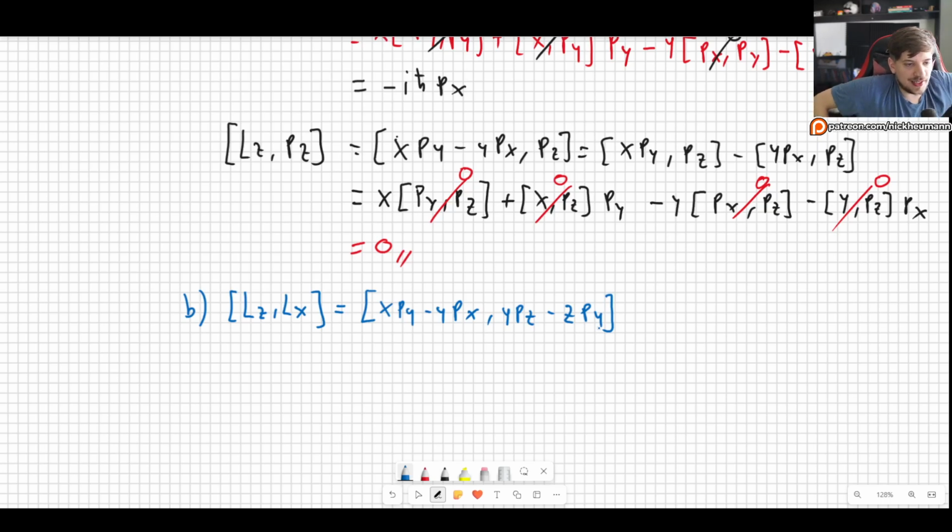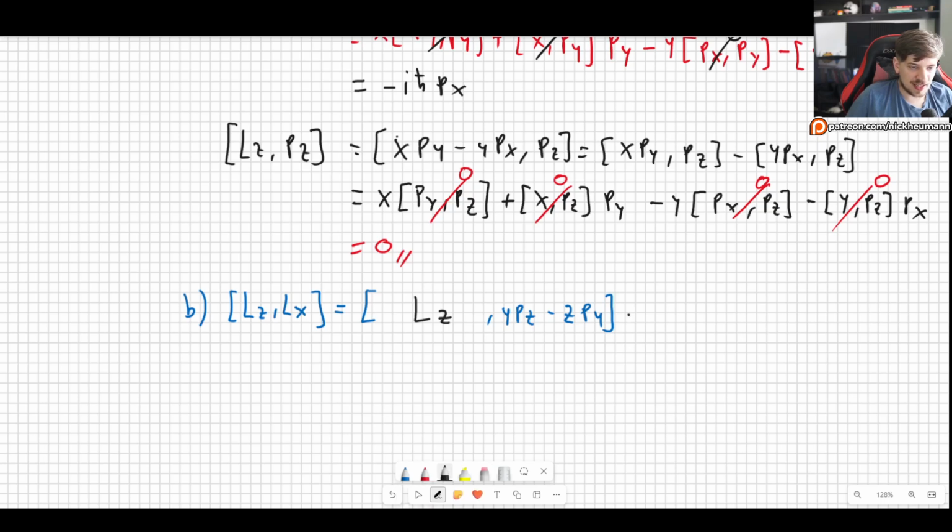That is perfectly valid, but it's going to be a lot longer than it has to be because we already calculated quite a few of these combinations. So since we already know how Lz commutes with all of these elements, well, let's just write this as Lz.